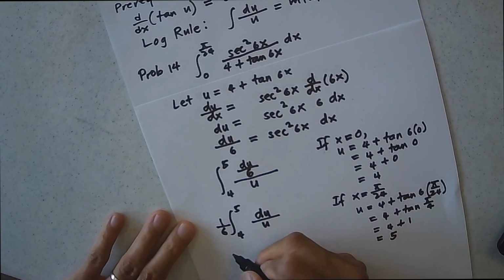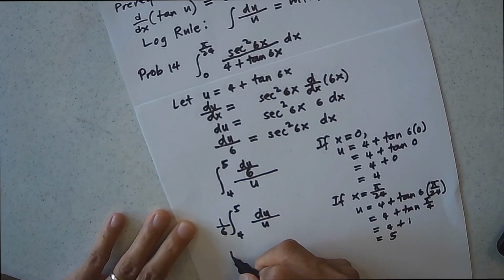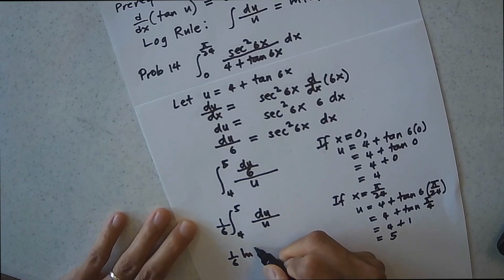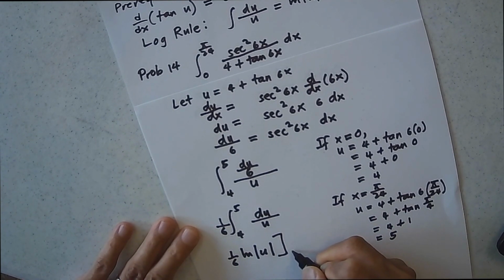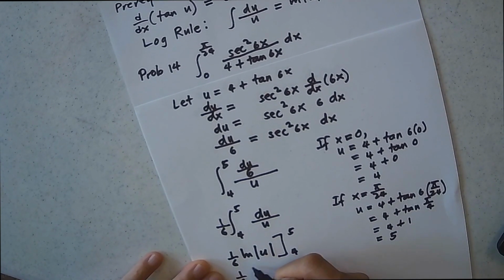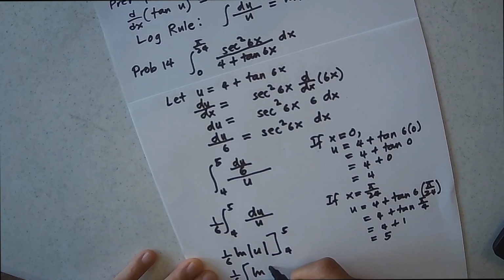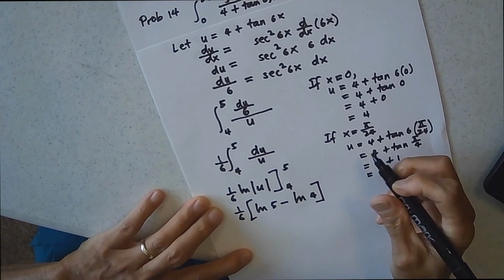And so we're done. The integral of this is ln of u. And we will simply evaluate this from 4 to 5. And so we get 1/6 ln of 5 minus ln of 4. That's your final answer.